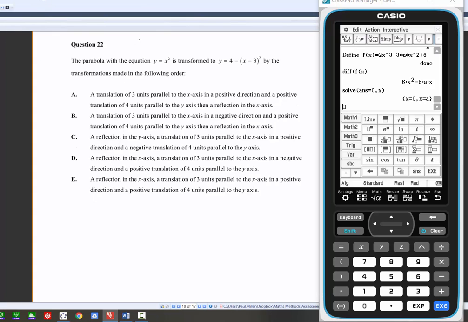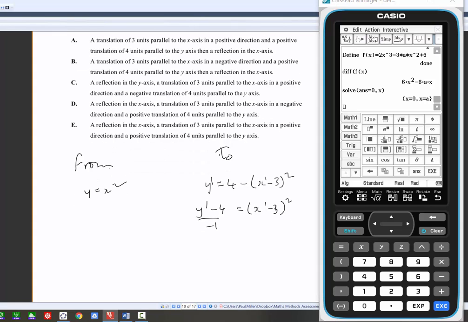Okay, transformations. What we've got is this going to this. So start with y equals x squared to y equals 4 take x take 3 squared. This is our image. So what I want to do is pair them up. So I've got to get this one ready for it: y take 4 over -1 equals x dash take 3 all squared.